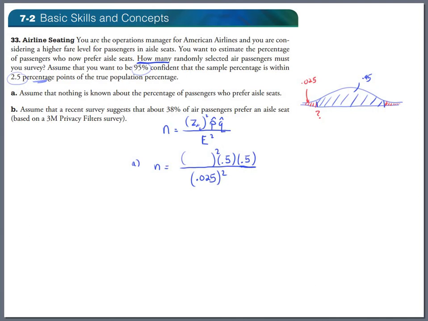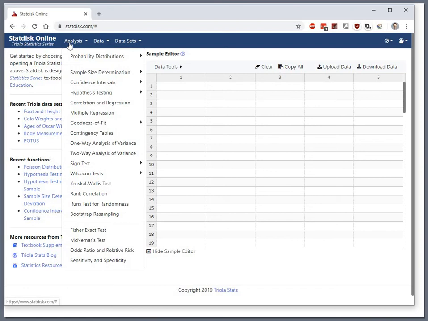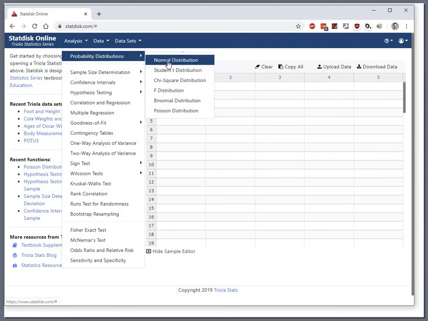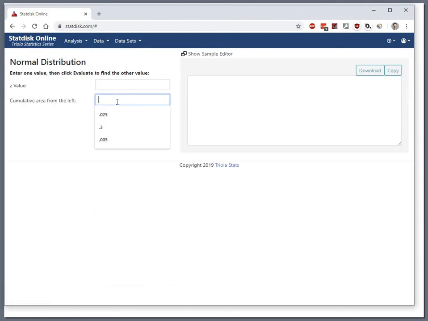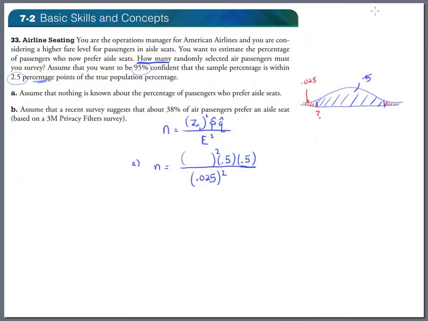And that's what StatDisk is good for. So let's get StatDisk going. And let's go to probability distributions. Let's go to the normal distribution. And the cumulative area from the left, 0.025, is already populated. So evaluate that. That's essentially negative 1.96. And after you do this process a few times, 95% is such a common confidence level that you'll probably get to know this 1.96 pretty well. Okay, so there's the formula we need to crunch for part A.